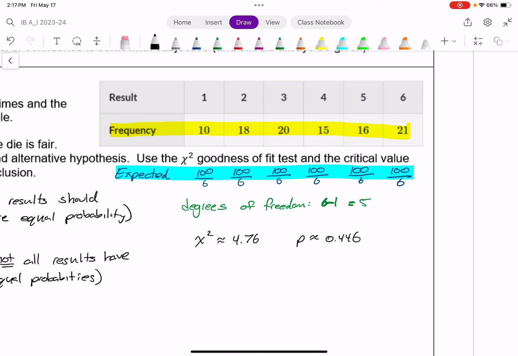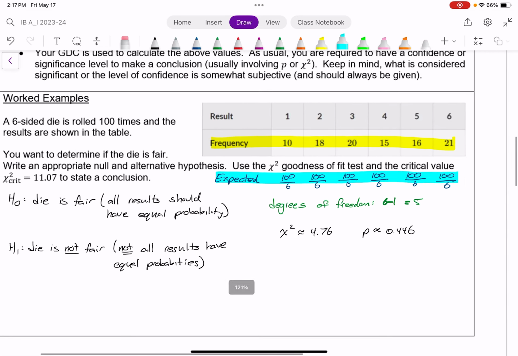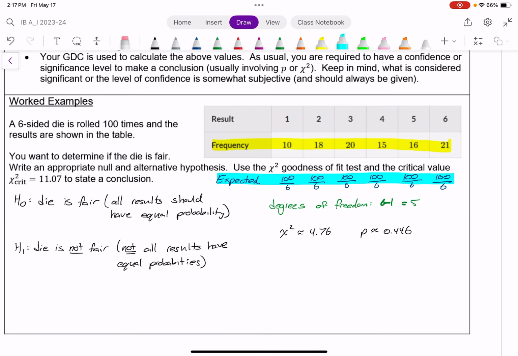Now, with that said, if I look at the question, it was stated that we weren't given a level of confidence for our probability. So while this isn't meaningless to us, we can't use it for our conclusion, because in advance of performing the test, it was stated that we were just going to focus on the chi-squared value of 11.07.